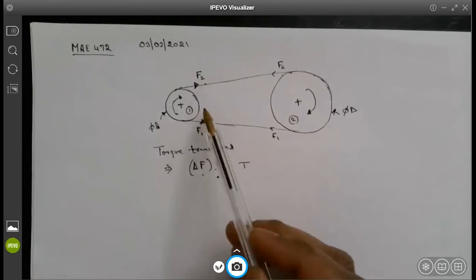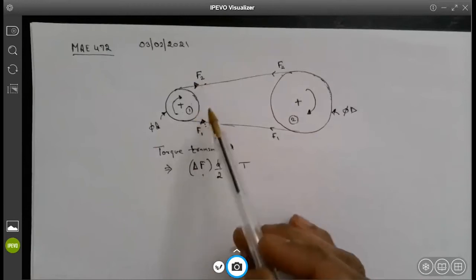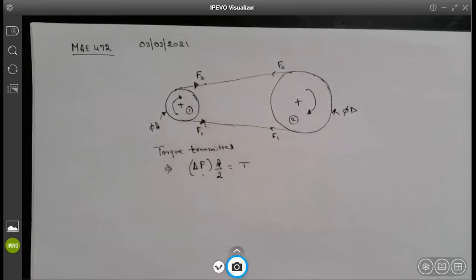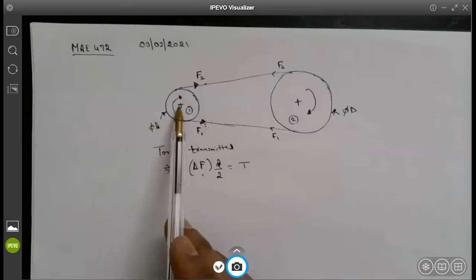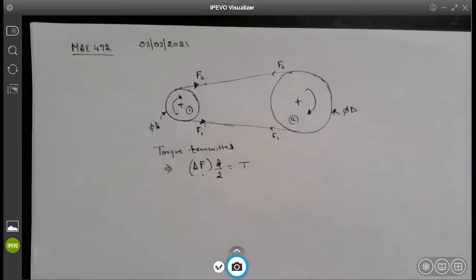Now the next question is which one will be greater, whether you think F1 will be greater or F2 will be greater. Does it depend on which one's driving it? Depends on which one is driving it. That's true. And we are basically considering this as a driven pulley. So in that case, can you identify which one will be the bigger tension? The top?